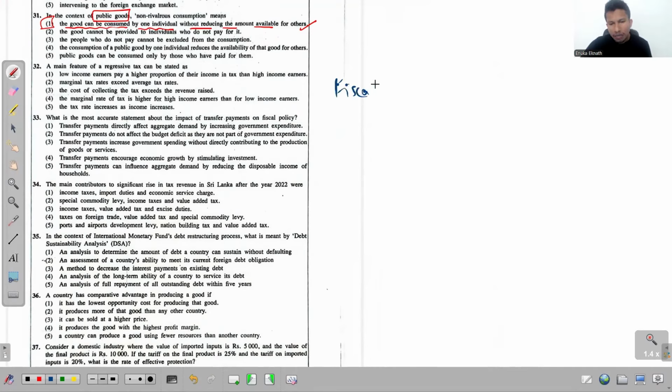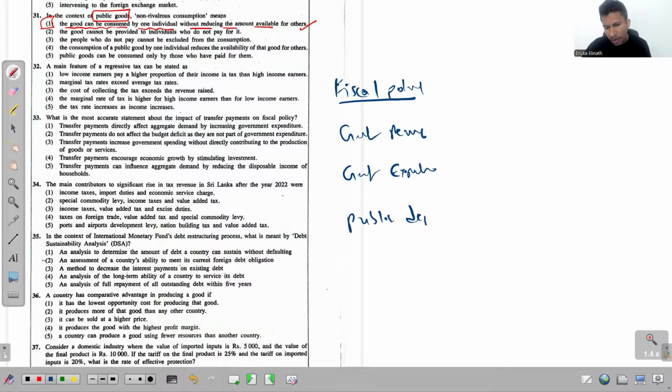Fiscal policy is the policy related to government revenue, government expenditure, and public debt. Now, this question is from transfer payments. And where do we get transfer payments? Inside which one of these components? We get transfer payments inside government expenditure.